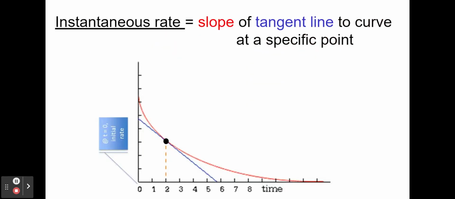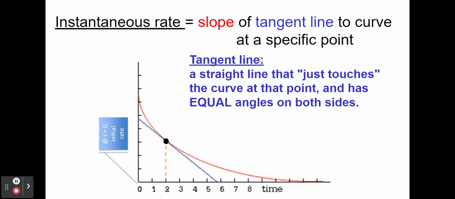All right, so again, instantaneous rate is equal to the slope of the tangent line to the curve at a specific point, the point that we are interested in. So usually a point in time. So the tangent line is a straight line that touches. Tangent means touching, right? So a straight line that just touches the curve at that point and has equal angles on both sides.